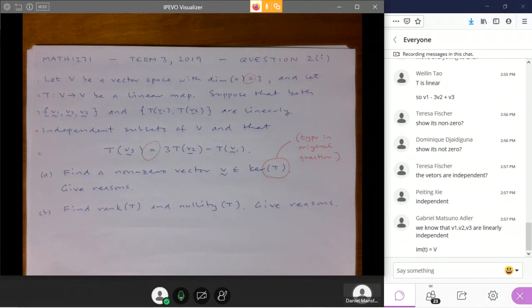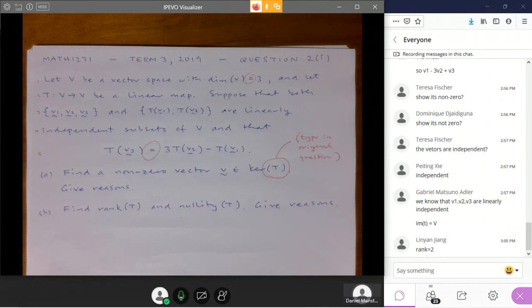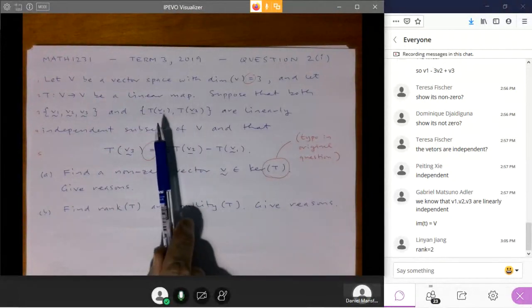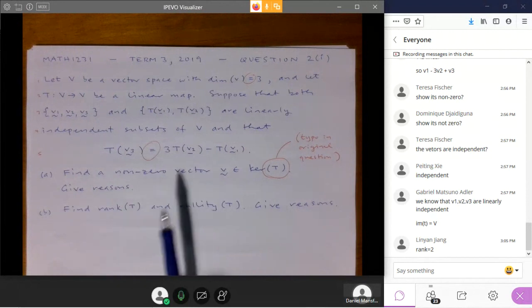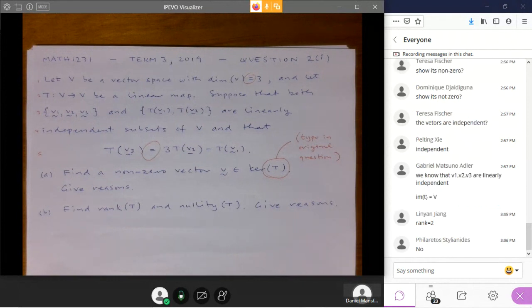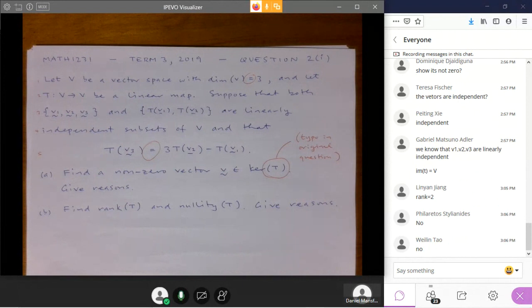Let me give you an example. Say, take R3. Is it possible to have R3 and have 4 linearly independent vectors? Rank equals 2, Lin-Yan said, not quite, very nearly true. Could anybody fix up what Lin-Yan said? So let's forget about V in particular and take a specific example. Can you find 2 linearly independent vectors in R3? Is that possible? Yes, you can, certainly.